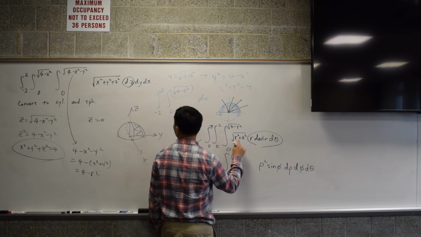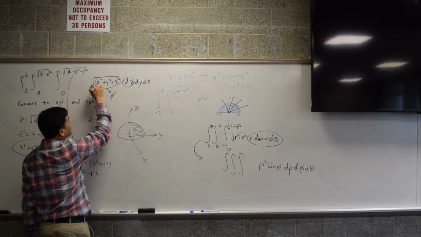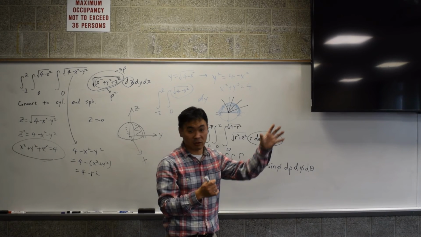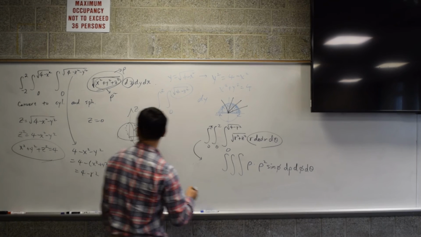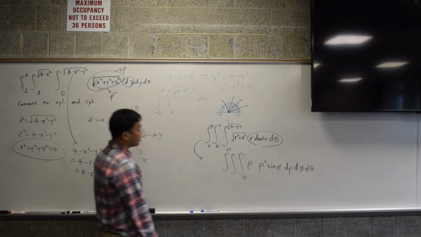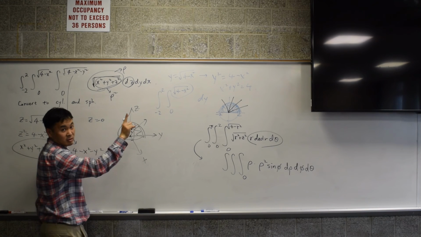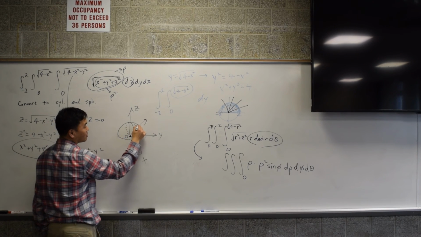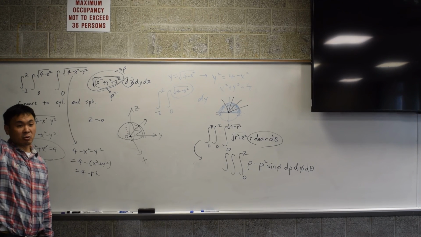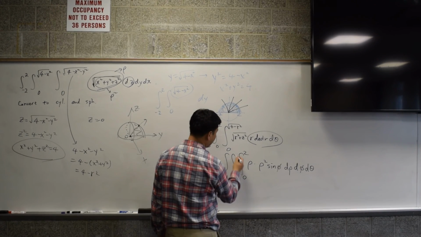So, first of all, what is this in spherical? Rho is the distance from the origin to x, y, z, so this entire square root becomes rho. You still start from rho equal to 0. When you shoot lasers from the origin, you start from 0 and end up at 2, so rho goes from 0 to 2. How about phi? It goes from the North Pole up to where? Pi over 2, if it stops at the equator. So phi goes from 0 to pi over 2.